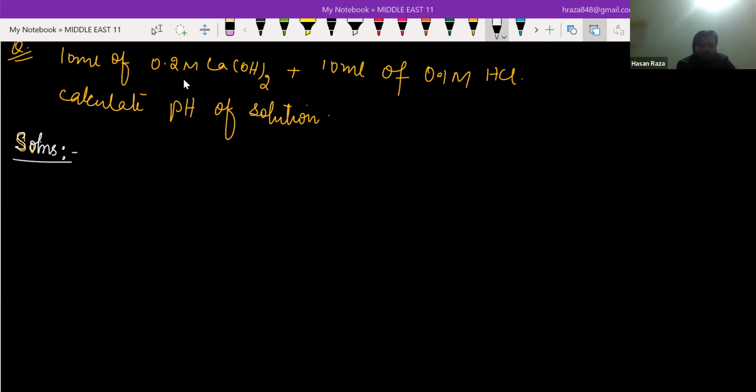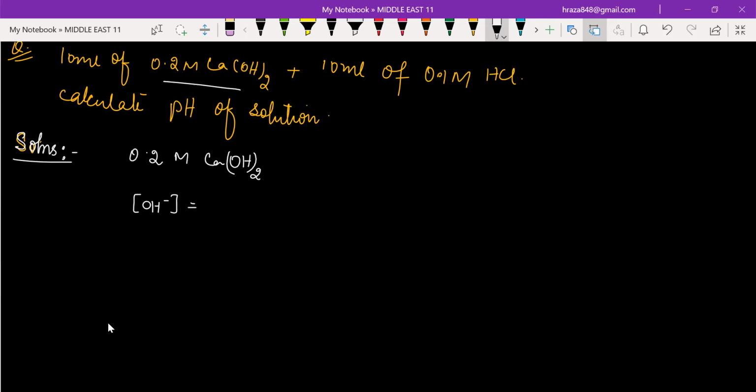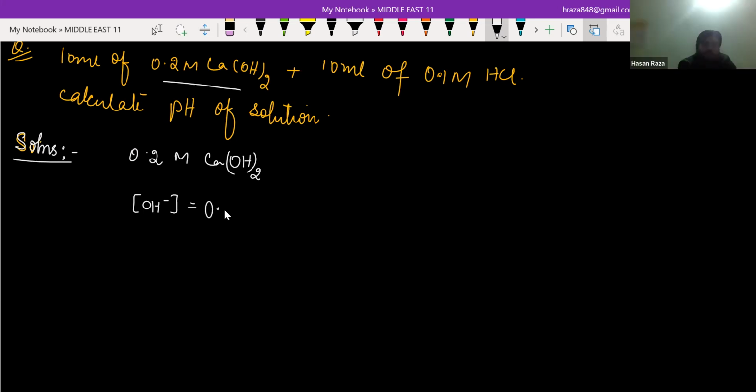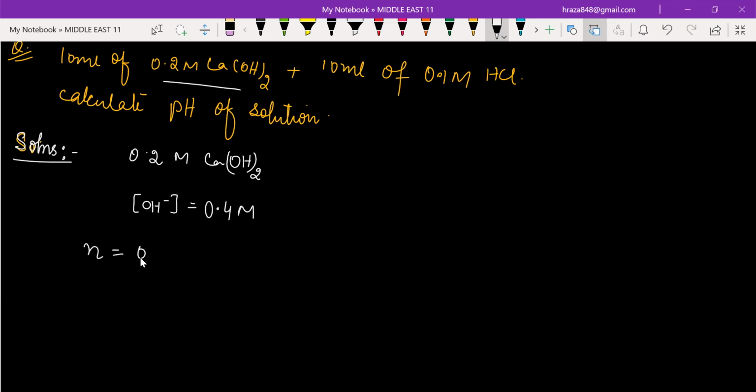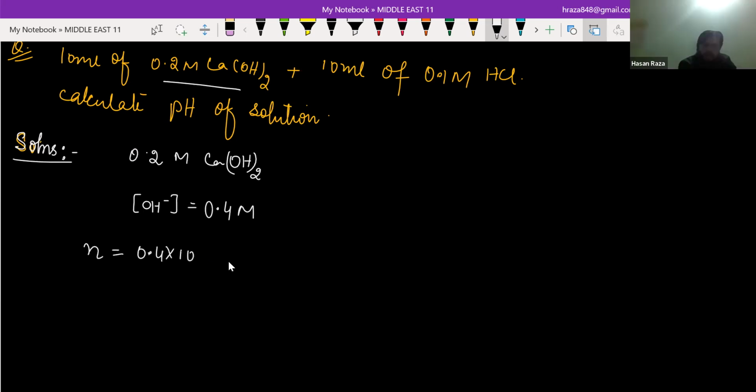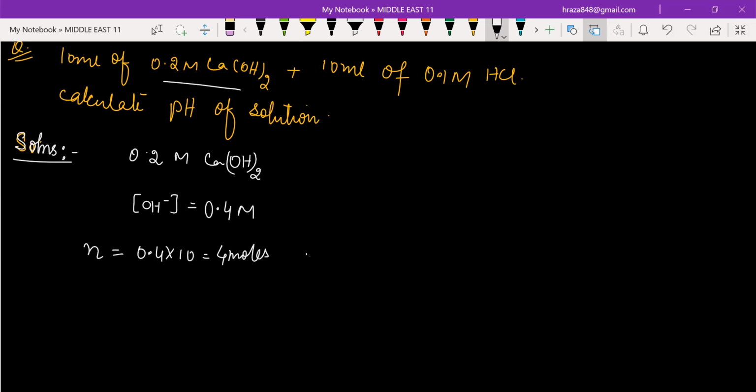So I'm going to solve it. Hear me out. Here is 0.2 M Ca(OH)2. Ifra and Krishna, what is the molarity of OH minus? Sir, 0.4. 0.4 M. Very good. Now, going for number of moles, that is molarity into volume, it will be 4 mole. Everyone okay with this? Yes, sir.